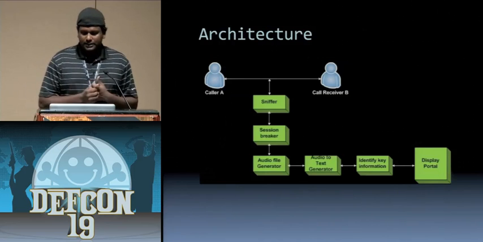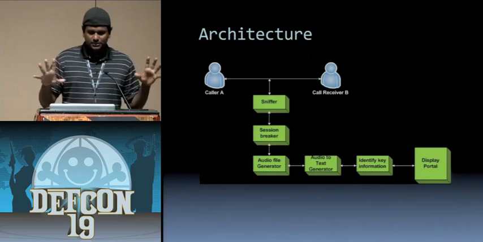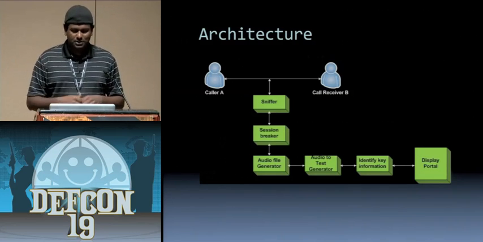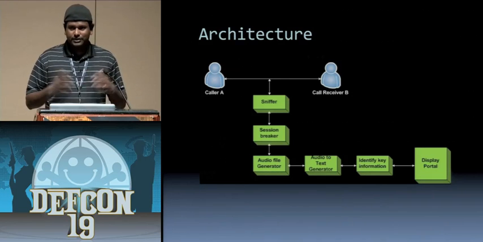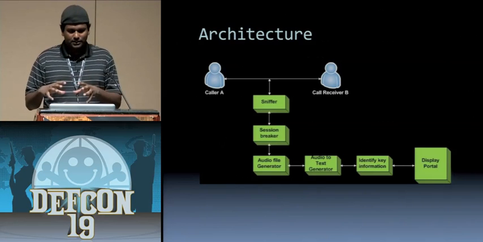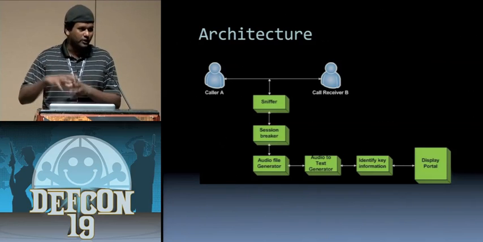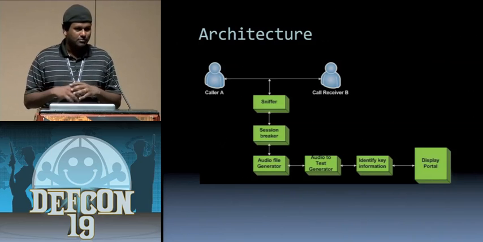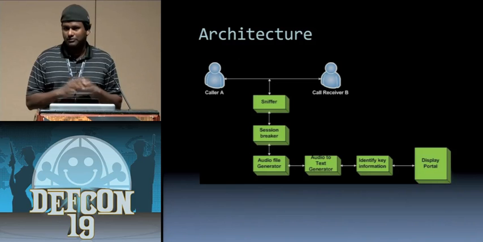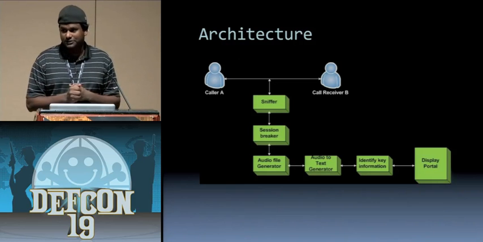So the basic architecture that we have is pretty simple. We have two people talking on the phone, and a sniffer captures all the packets. If you're having a conference call, or if the VDLDS is deployed on a central position where we can monitor all the conversations going on in the organization, then we need to split it all out into different sessions.